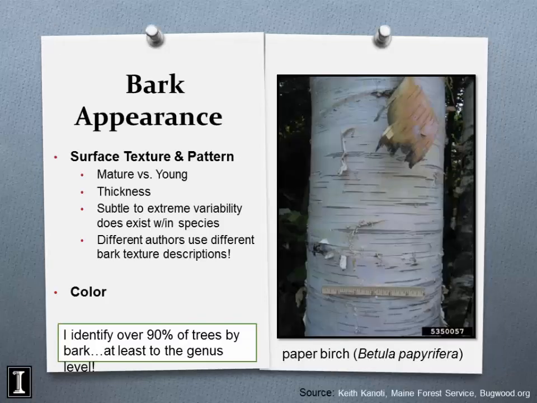Okay. All right. So for bark appearance, what we're doing is we're looking at the surface texture and the surface pattern. Knowing the texture and pattern of the trees will really help you with tree identification. I ID 90% of trees, I've been doing this a while, by bark alone. All right, I don't have to look at the buds. I don't have to look at the fruit. I don't have to look at the leaves.